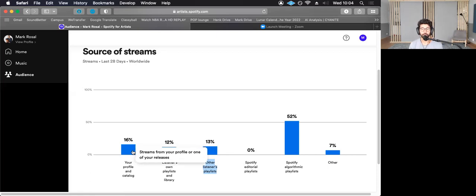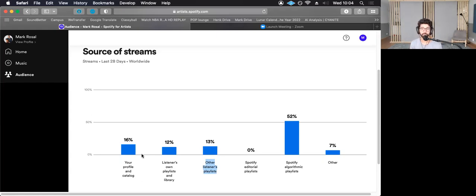Your profile and catalog just means that whenever someone goes to your profile and presses play, those plays are counted here. Listeners' own playlist and library just means that after someone, let's say, went to your profile, had a listen, they said, "Oh, I like the song."